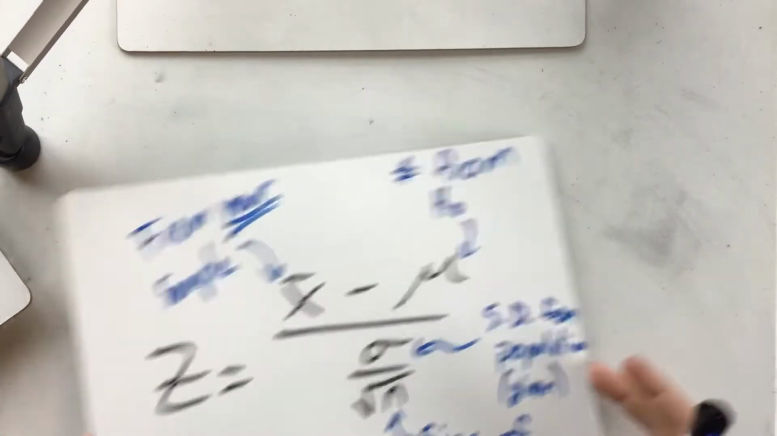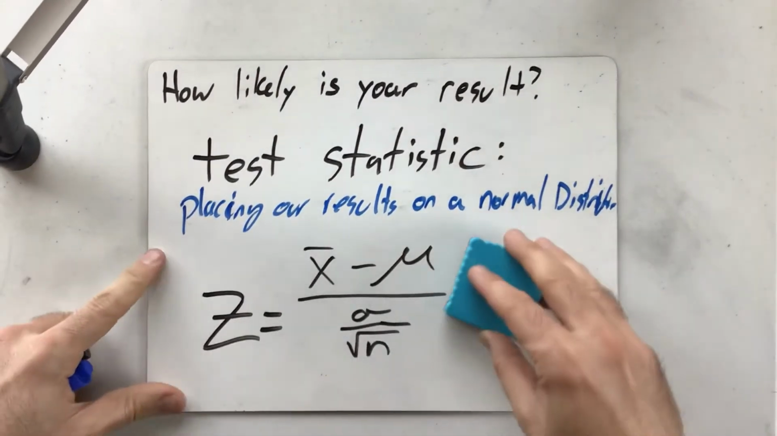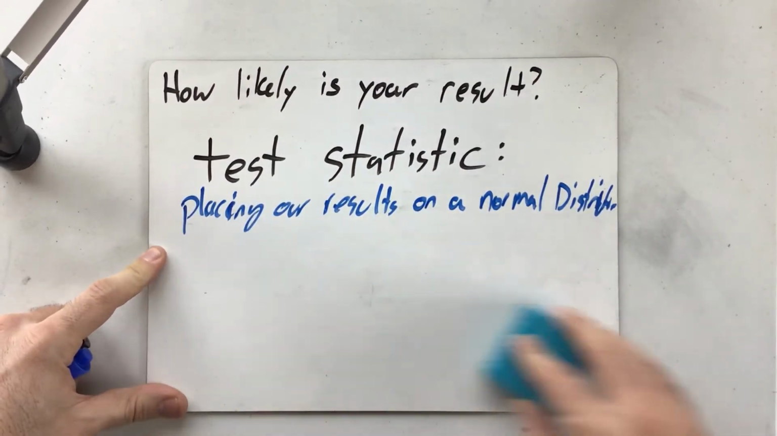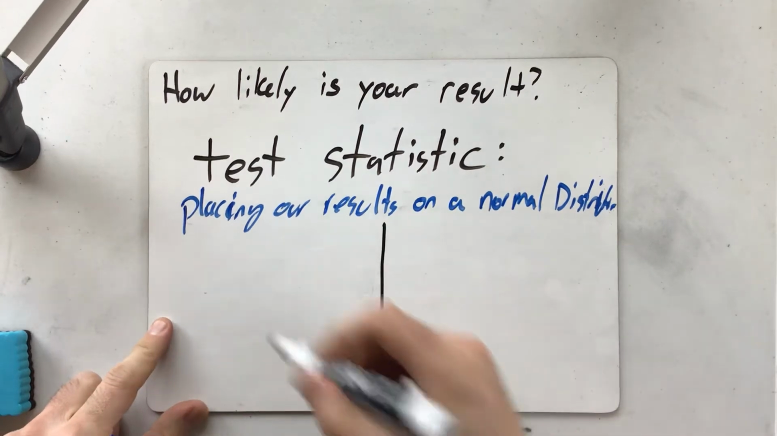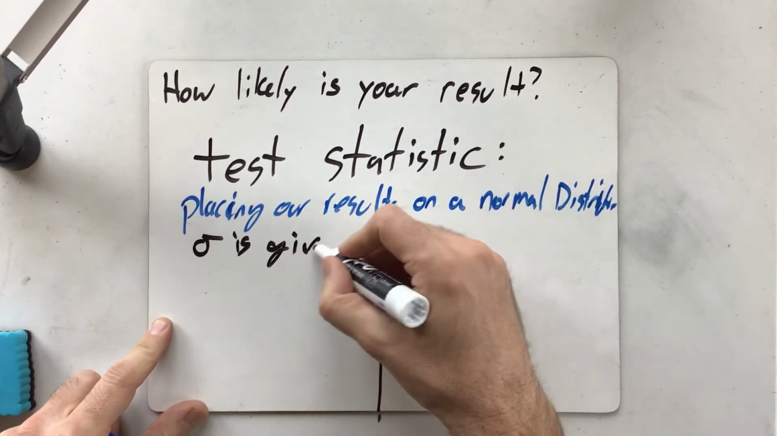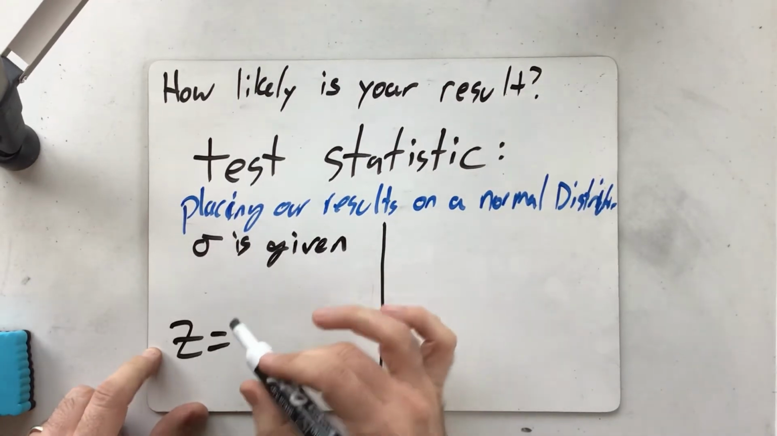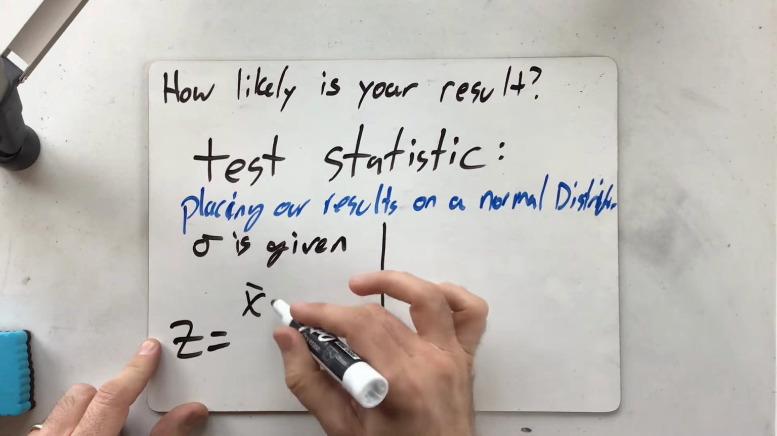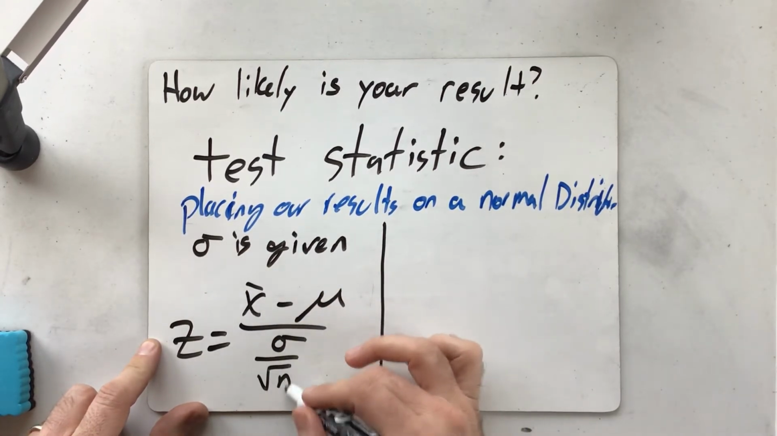Okay, now let's talk about the test statistic, because we actually made a big assumption in the test statistic. There are actually going to be two test statistics. One test statistic is what we use if sigma is given, and that's going to be z equals x bar minus mu divided by sigma over the square root of n.